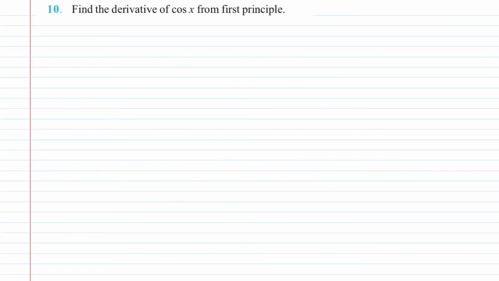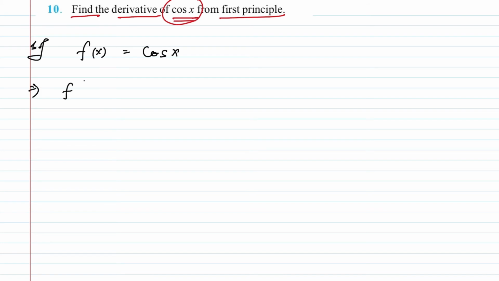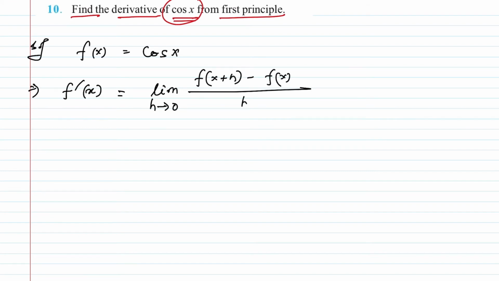Here is question number 10. Find the derivative of cos x from first principle. So using first principle we need to find the derivative of cos x. Let me show you how to solve this. Let us consider f of x is equal to cos x. What is the first principle? According to the first principle, f dash x, that means derivative of f x, is given by limit h tends to 0, f of x plus h minus f of x by h. We're going to apply this here.